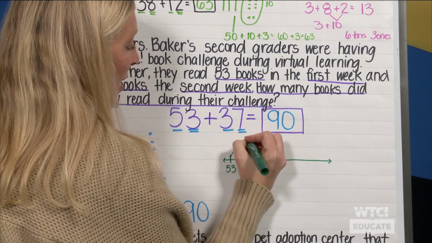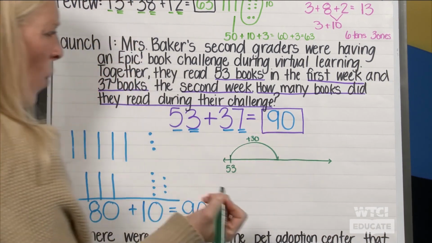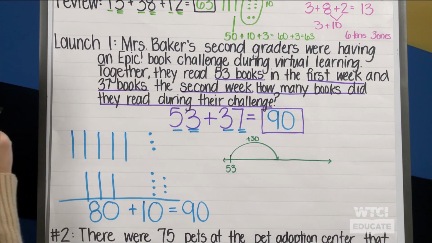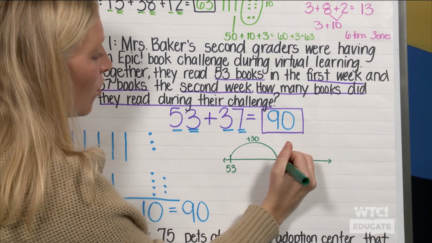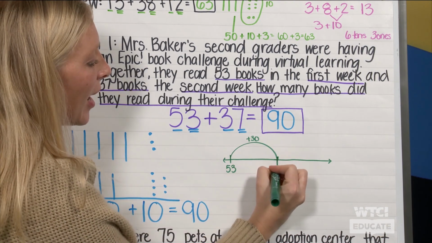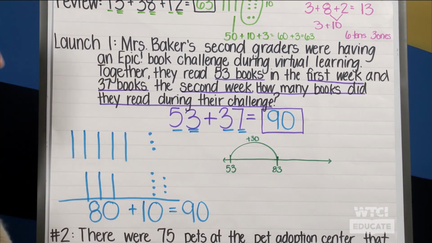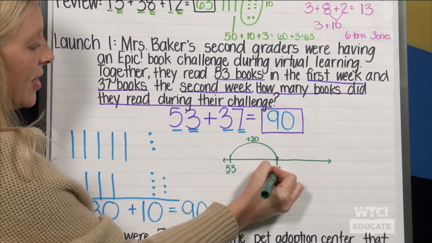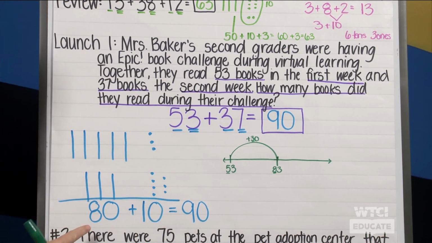Ooh, I can make that big jump of 30. Where is that 30 coming from? My 3 10s in my 37. And what do I land on when I jump 30 from 53? I land on 83 because 5 10s and 3 10s is 8 10s. Ooh, 5 10s and 3 10s is 8 10s. Just that digit right there. Now what am I going to do?